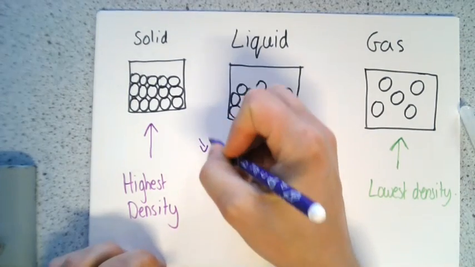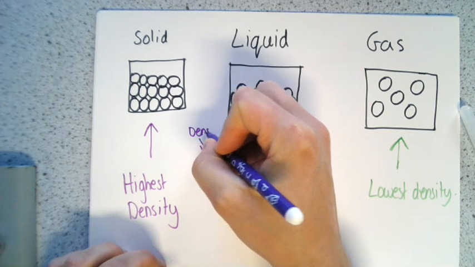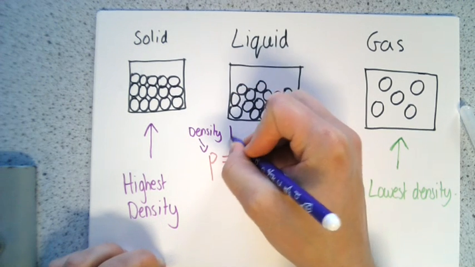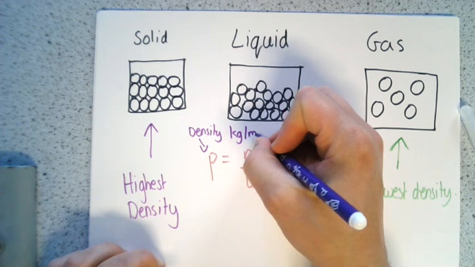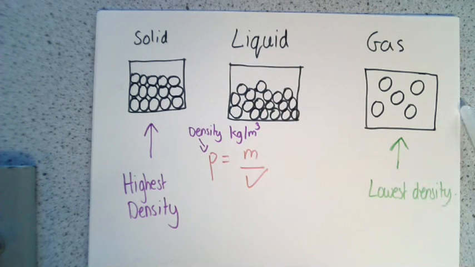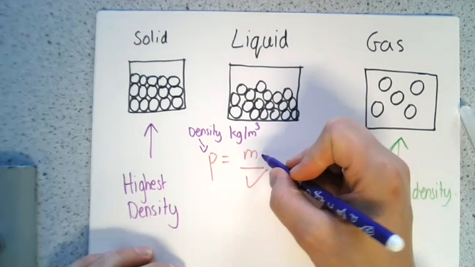Rho equals density. Now, for you, we're looking at kilograms per metres cubed. Unless it may say on a rare occasion to put it in grams per centimetres cubed. But most of the time, you will stick to kilograms per metres cubed. We've got your mass, then, in kilograms.